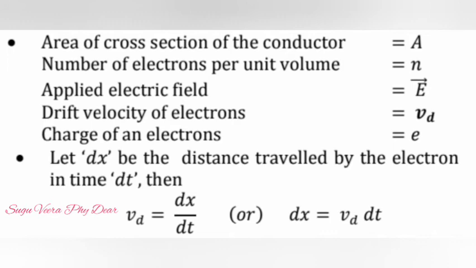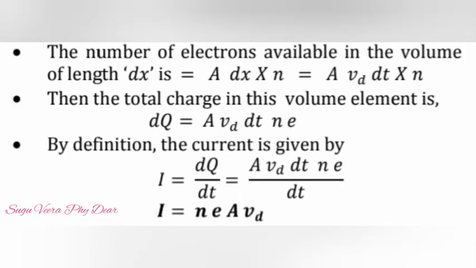Let dx be the distance travelled by the electron in time dt. Then drift velocity Vd equals dx divided by dt. Rearranging this equation, dx equals Vd dt. The number of electrons available in the volume of length dx is A dx into n, that is A Vd dt into n. Then the total charge in this volume element is dq equals A Vd dt n into e.